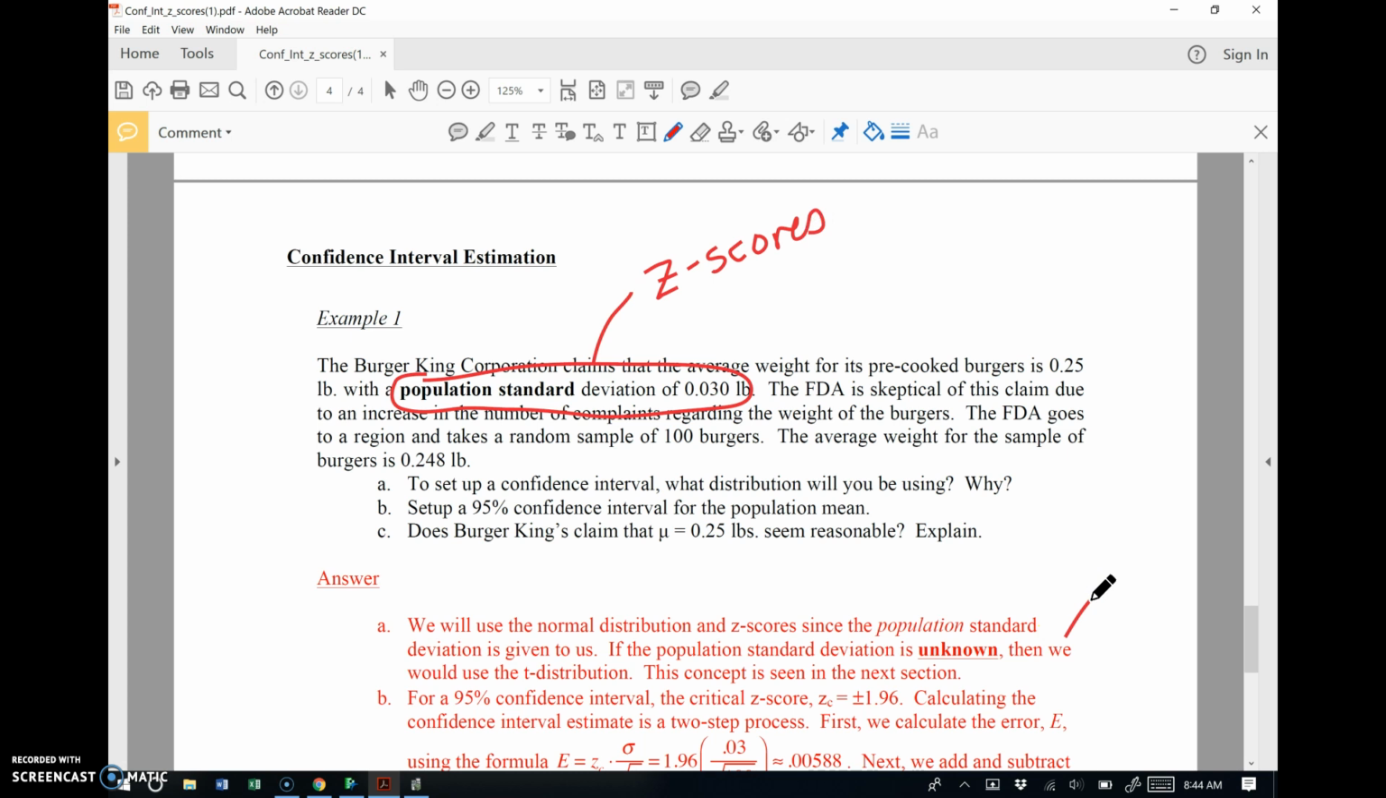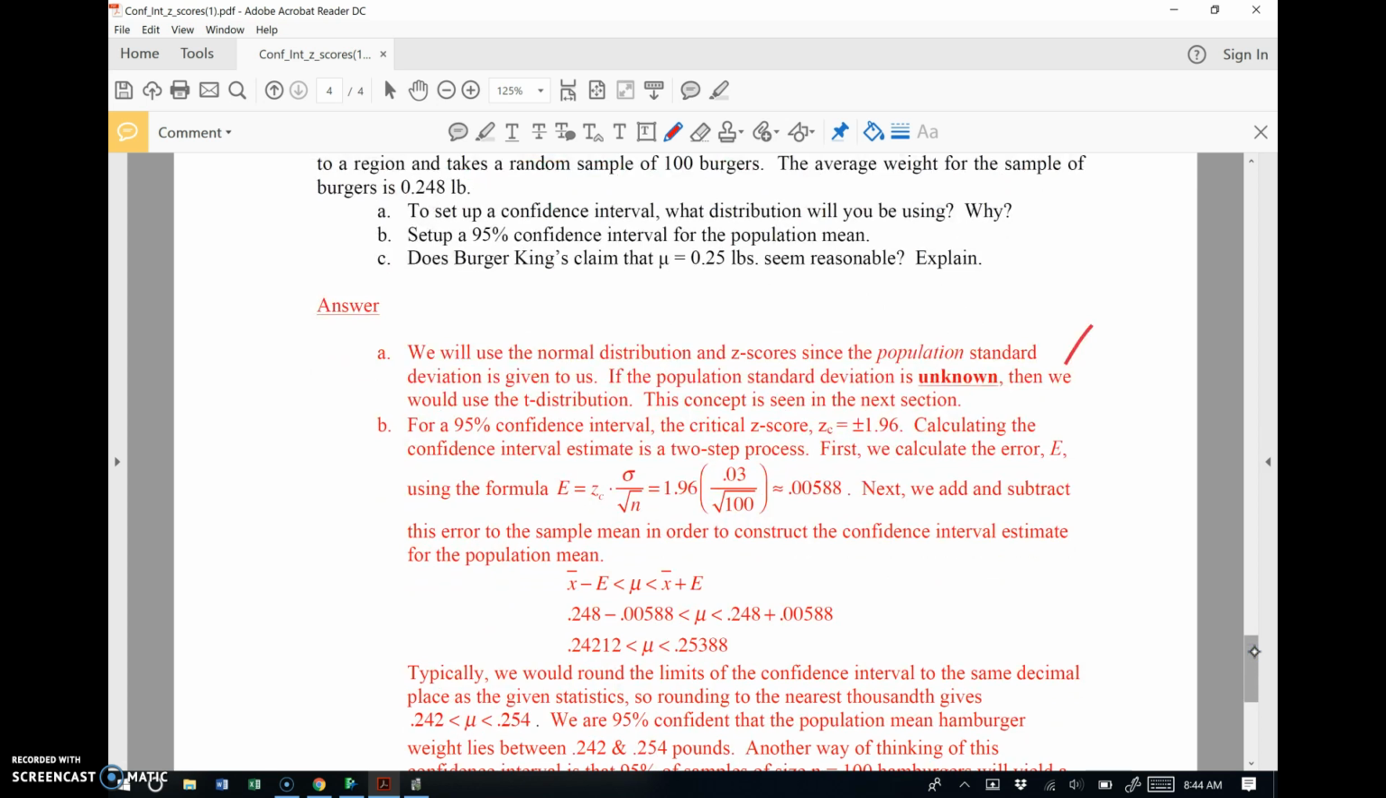All right, so letter B says set up the 95% confidence interval. So if you remember what a confidence interval entails, it's really a 2-step process. You find the error, which is just a formula. It's a z-score times sigma over radical n. And remember this sigma over radical n, this portion of the error formula, is called the standard error of the mean. So this is a critical z-score times sigma divided by radical n.